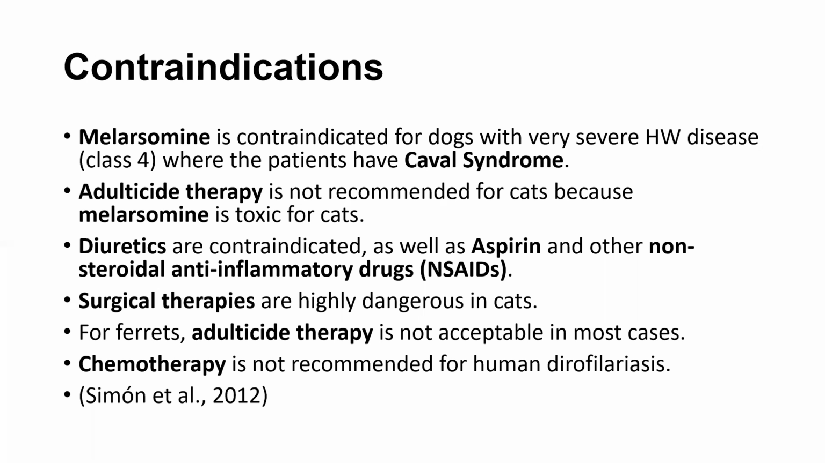Surgical therapies are highly dangerous in cats, as the feline jugular vein has limited space, which does not allow parasites to travel from the right heart chamber without tissue damage in most cases. The accidental rupture of adult worms during surgical intervention may lead to the release of parasite products and anaphylactic shock, followed by the cat's death. Diuretics are also contraindicated, as are aspirin and other non-steroidal anti-inflammatory drugs, in treating the cat.